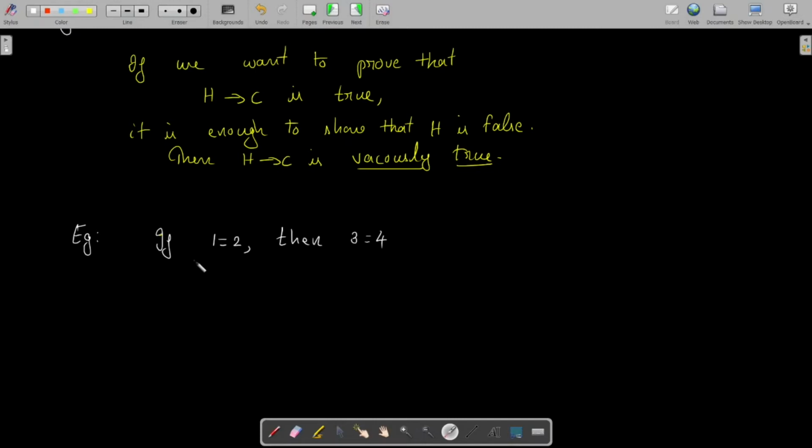As an example, consider the implication: if 1 equals 2, then 3 equals 4. We have to check whether this proposition is true or false. Actually, this is an implication where the first proposition P is 1 equals 2 and the second proposition Q is 3 equals 4, and the proposition says that P implies Q. Here we know that the proposition P is false because 1 is not equal to 2. Therefore, we need not check whether Q is true or false. Vacuously, P implies Q is true since P is false. So this is the first proof method, which is known as vacuous proofs.